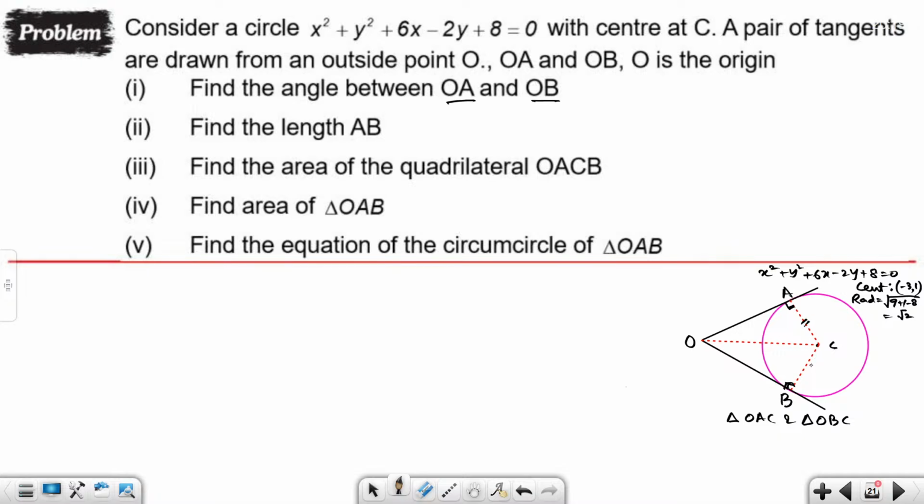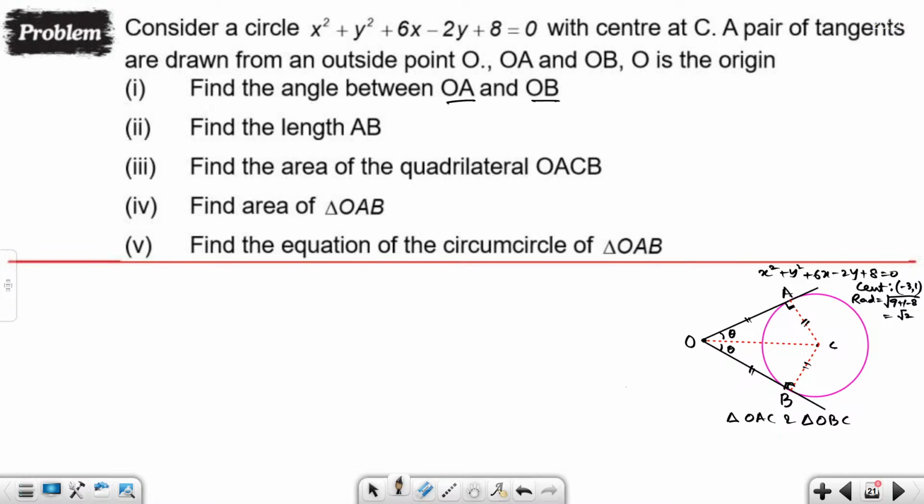right? This is the radius of the same circle, so they are equal. At the same time, OA and OB are the two tangents, the lengths of two tangents drawn from a point outside the circle. So the lengths of those tangents are equal. Again, we have done this in class 10. So these two triangles are similar. I'm sorry, congruent. So we can say that this angle is the same as this angle. So if this angle is theta, this angle is also theta.